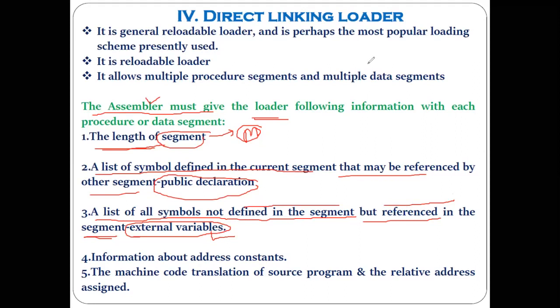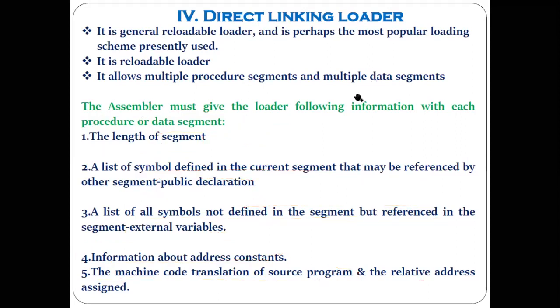Then the fourth kind of information that needs to be provided by the assembler to the loader is the information about the different address constants that we are utilizing in the program. And the fifth kind of information is that the assembler must give the loader the machine language program itself. Here I have mentioned the machine code translation of the source program and the relative addresses. The machine code itself and the related addresses have to be provided by the assembler to the loader.